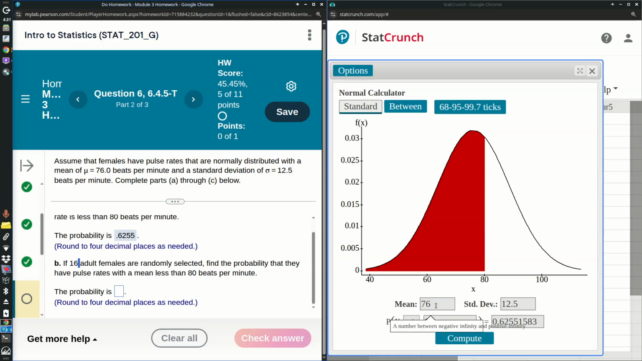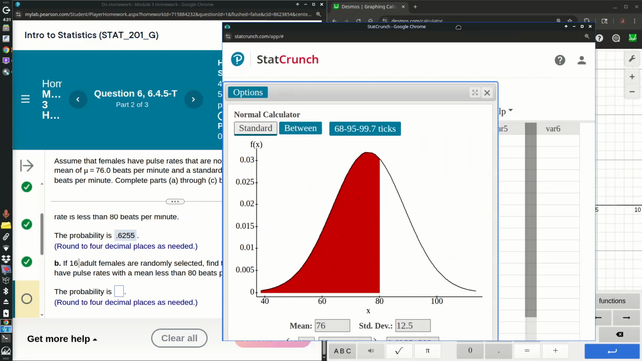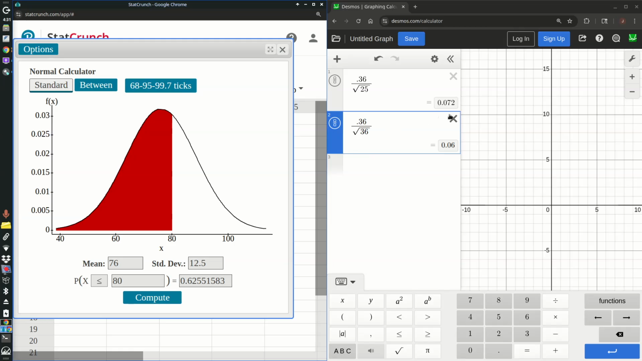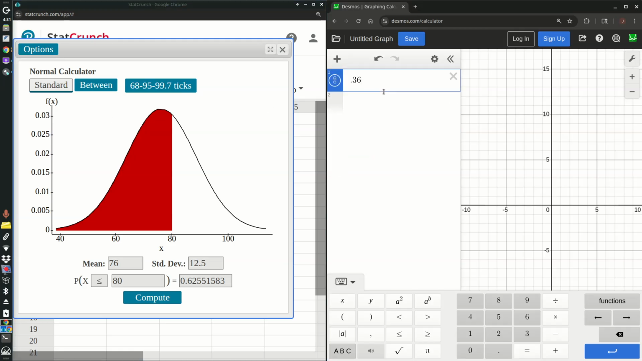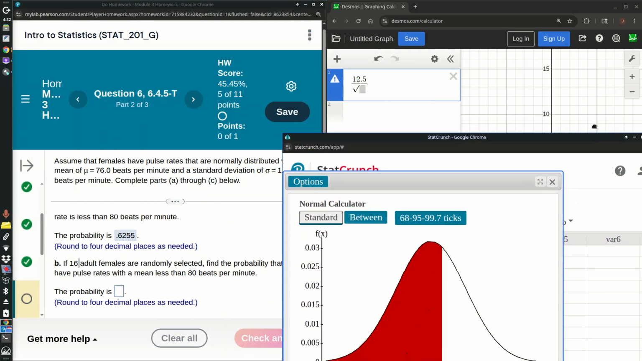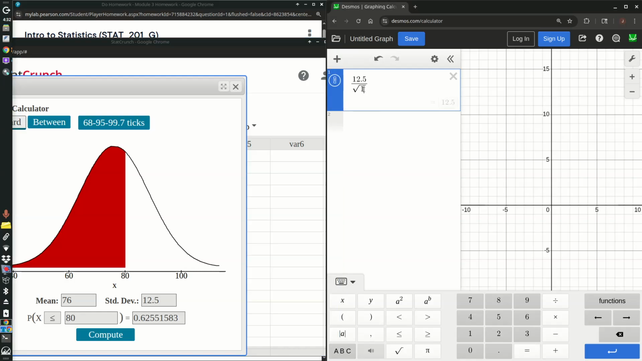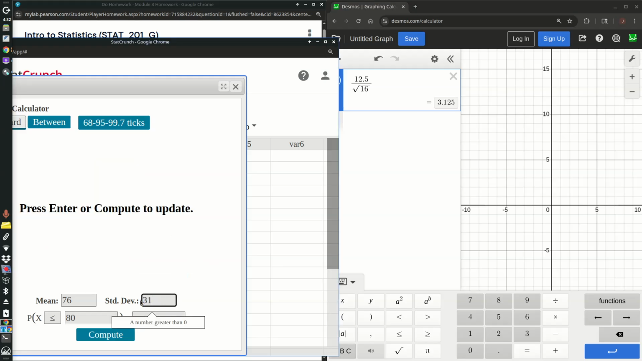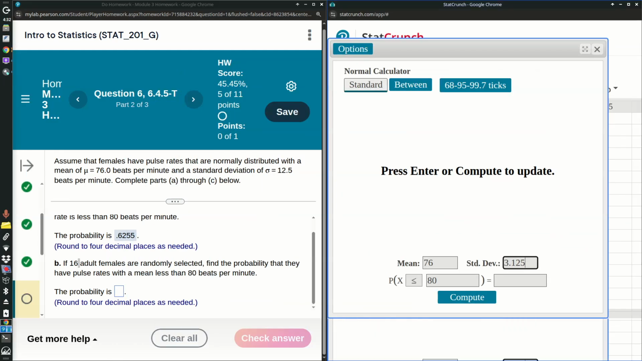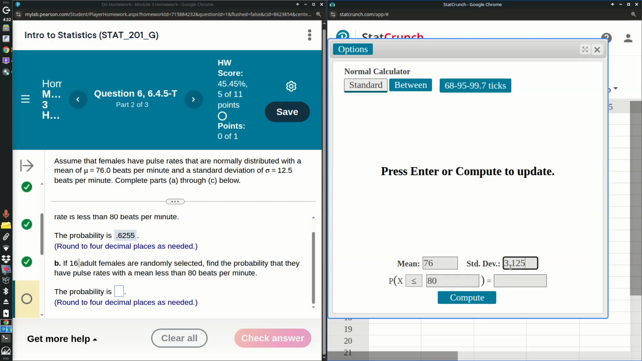Okay, now 16 adult females. Our mean will stay the same, and we've still got the same probability, but the standard deviation is now going to be different. So what I need to do is take the standard deviation that I have right there, 12.5, and divide by the square root of the sample size it gave me, which was 16. That gives me 3.125, and that's what I need to replace my standard deviation with. And then I can compute my new probability. So basically, everything stayed the same for the second part, but I got a new standard deviation based on the sample size in my sampling distribution.